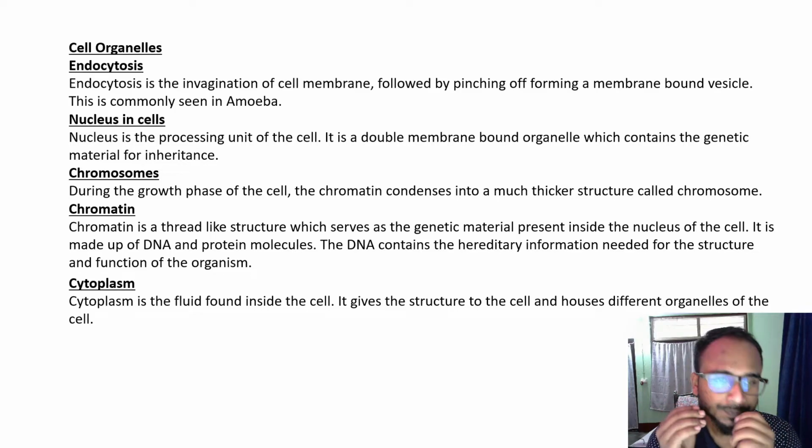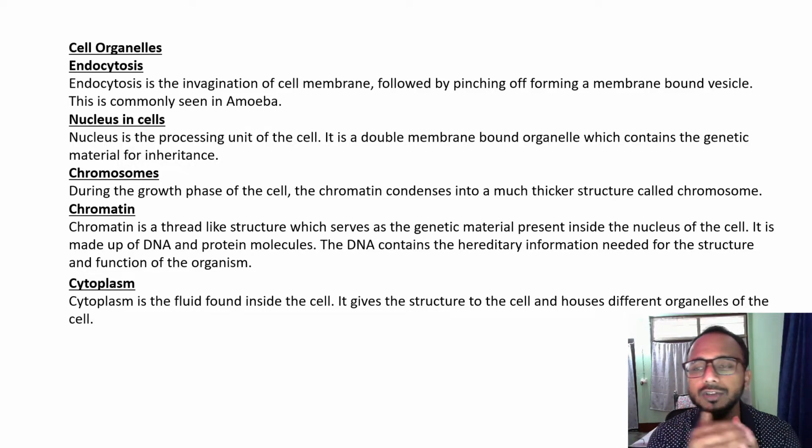We all know what DNA is and how DNA works. That is the main genetic code, DNA and RNA. So chromatin is made up of DNA and protein molecules. The DNA contains the hereditary information needed for the structure and function of the organisms. Who contains the hereditary information? The DNA, and it helps in the structure and function of the organisms.